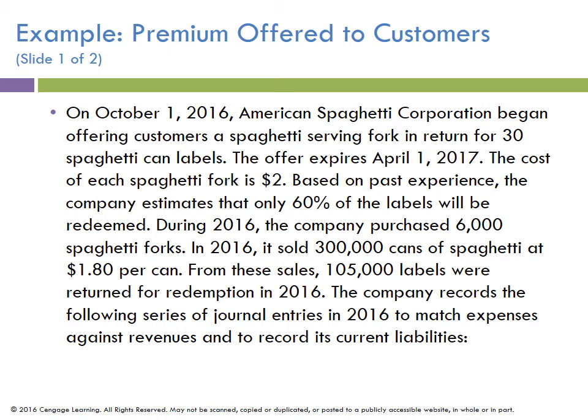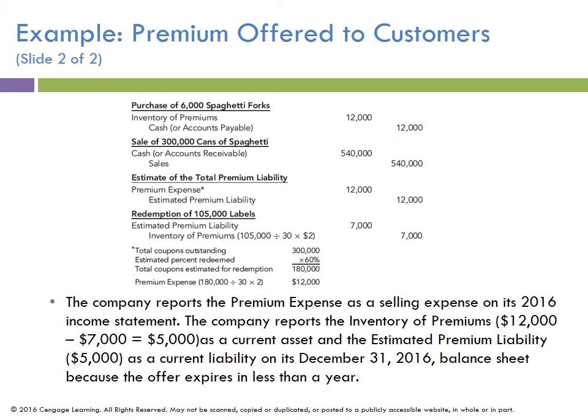Here's how the company will record journal entries related to this information. First, record the spaghetti forks as inventory of premium, 6,000 spaghetti forks, $2 each. So they now have inventory of premium items. They're not going to sell them. They're going to give them away when they get back the spaghetti labels. And credit cash. Record the sale of the 300,000 cans of spaghetti at their selling price.